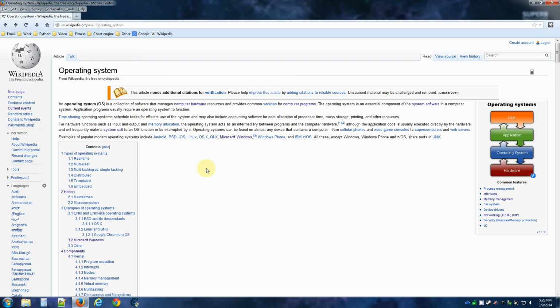OSs also do security. So user authentication restricts access to those who can prove their identity via one authentication mechanism, or maybe two, or multi-factor authentication, whatever you want to say.